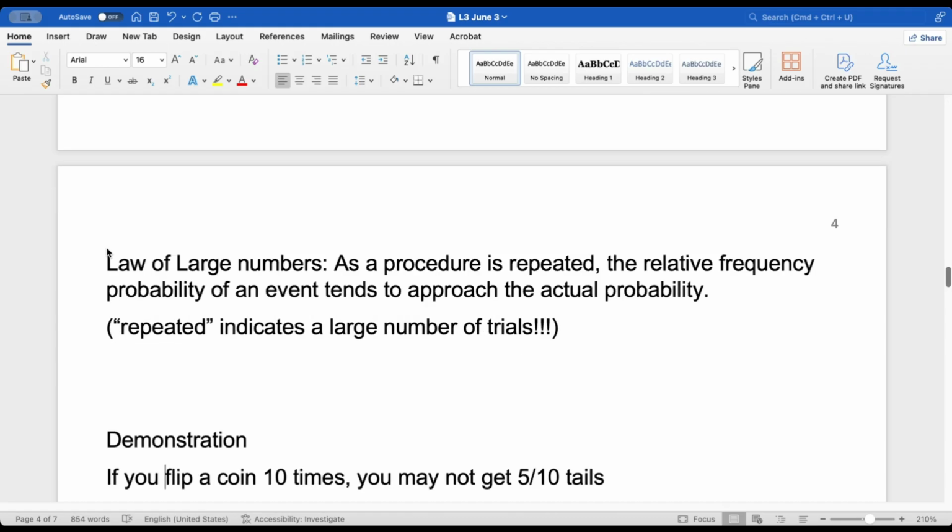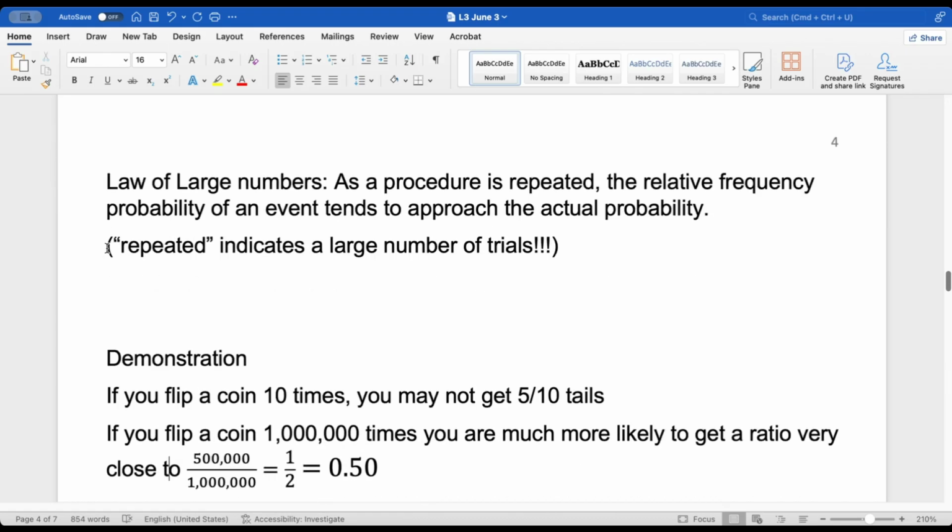the classical probability. So you flip a coin 10 times, you may not get exactly 5 out of 10. You may get 1 or even 0 out of 10. It's unlikely but possible. But in the long run, if you were to do this a million times, if you had a million trials here, you'll probably be close to the classical probability, which would be 1/2.